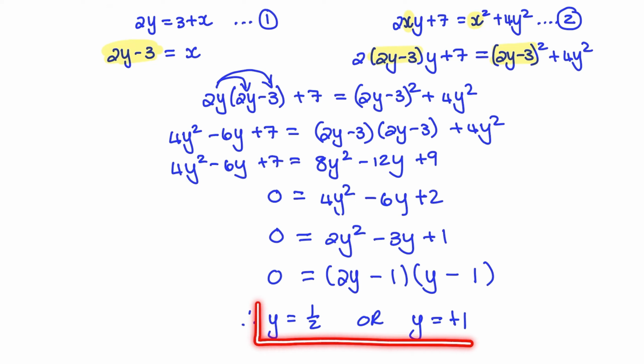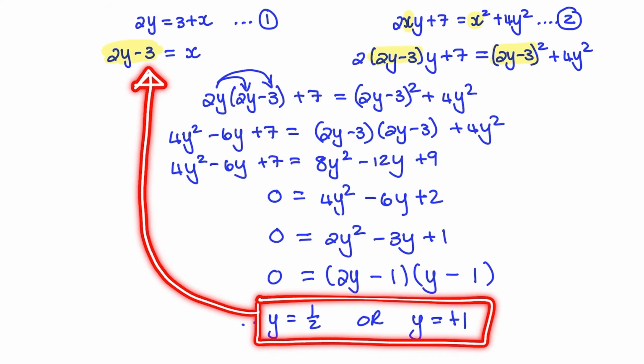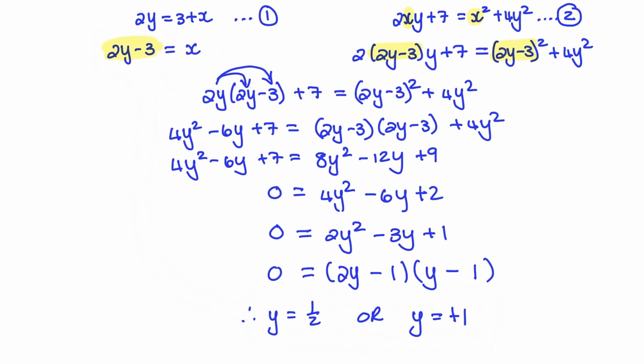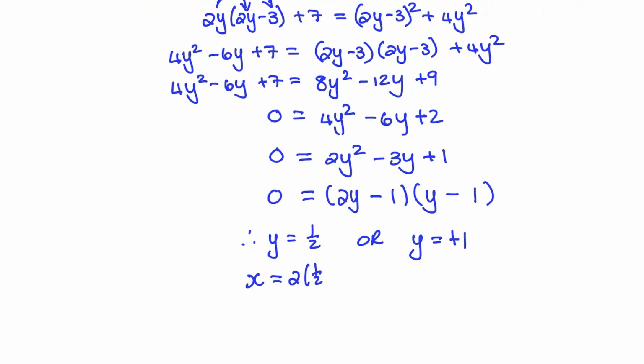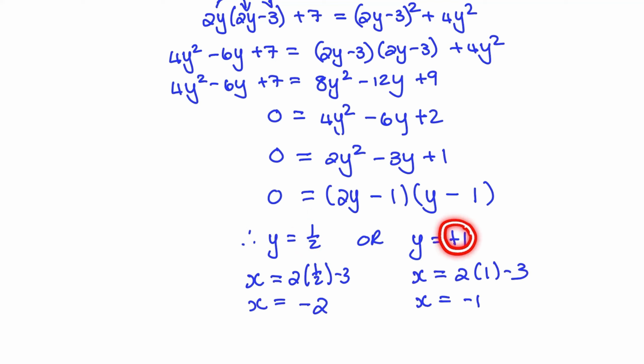So now I have two values of y, and I'll substitute these two values in my equation of x in order to find values for x. So x is equal to 2 times y minus 3. So when y is equal to a half, x would be equal to negative 2. And x equals 2 times 1 minus 3. So that means that when y is 1, x is equal to negative 1.